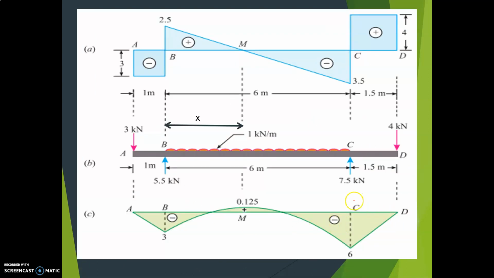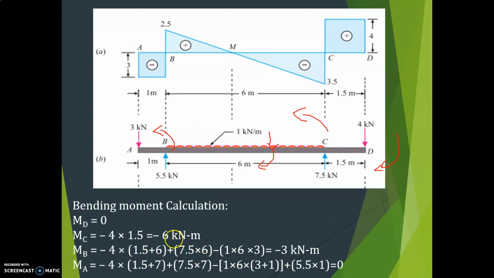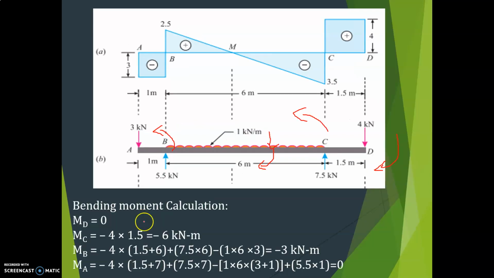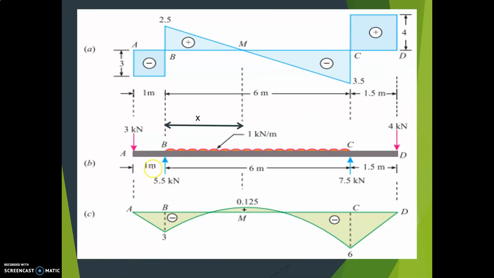Right. Now draw the bending moment diagram. This is the shear force diagram, the loading diagram. At D it is 0. Then at C it is minus 6. At B it is minus 3. And at A it is equal to 0. So we don't know how the curve goes in between.